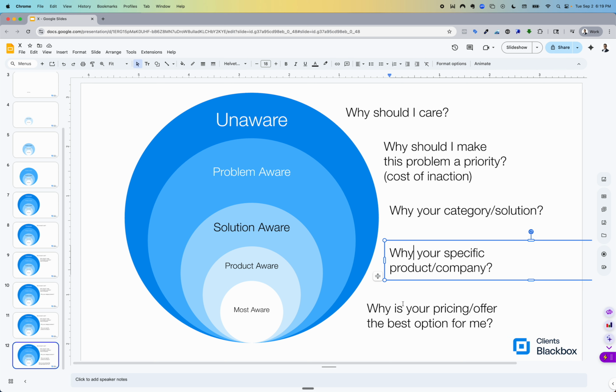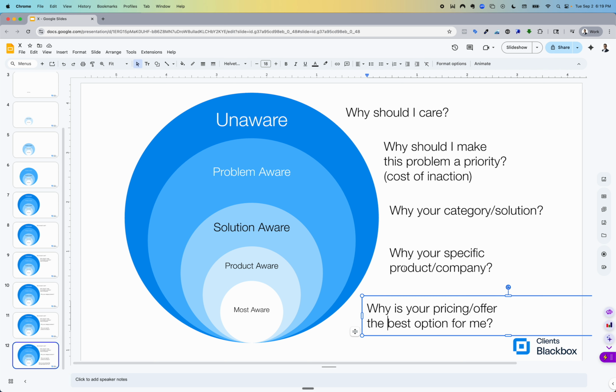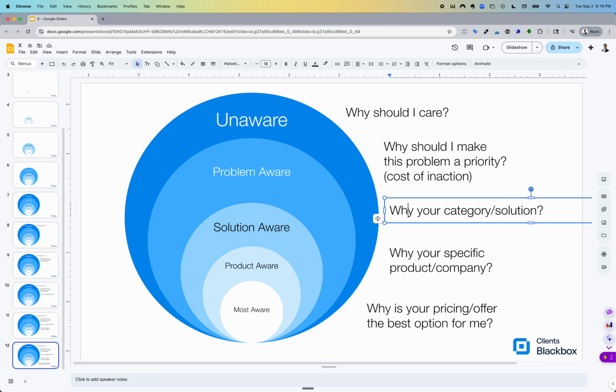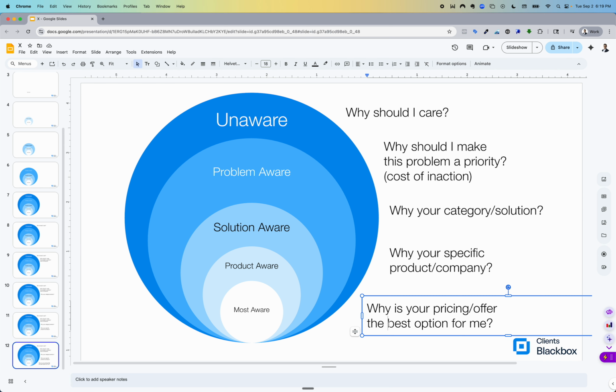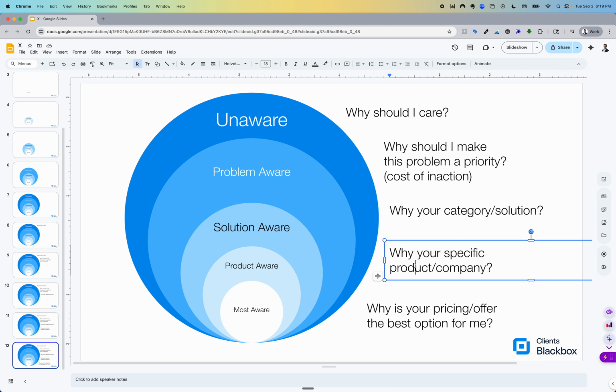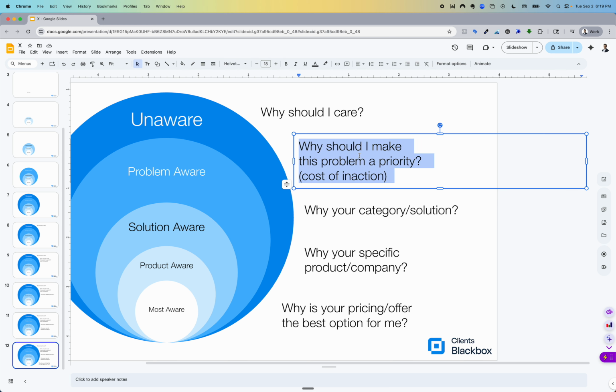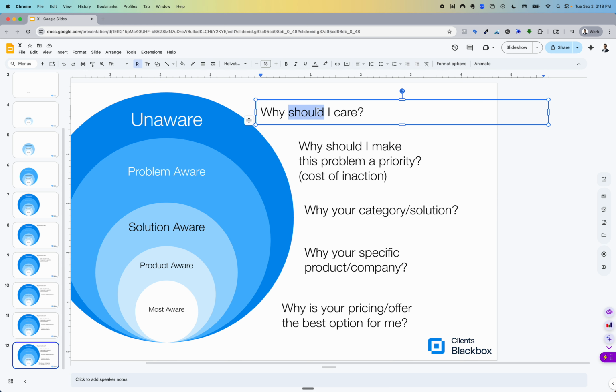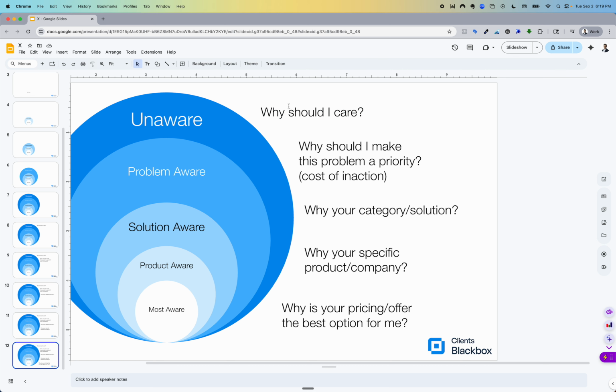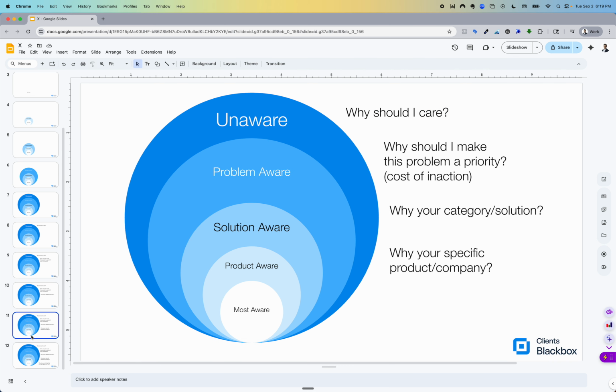So typically, you want to start from the bottom up. As you're building your marketing funnels, you have to start from the bottom up. Start with the offer and the pricing. Why is it the best option? Then start with why your specific company / product. Then go to why your category / solution. Then go to why should I make this problem a priority. And then go to why should I care. If you're thinking about how to prioritize these different marketing funnels that you're doing, then this is how you prioritize it, from the bottom up, because you don't want to lose anybody in your marketing efforts.